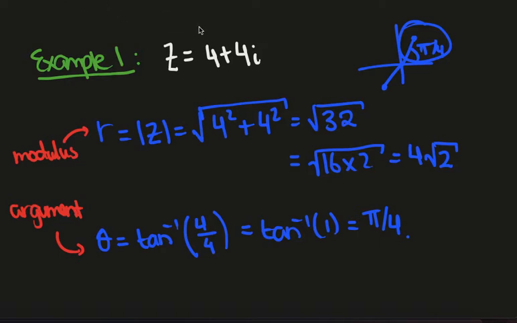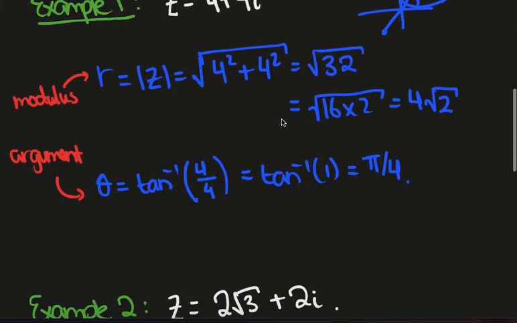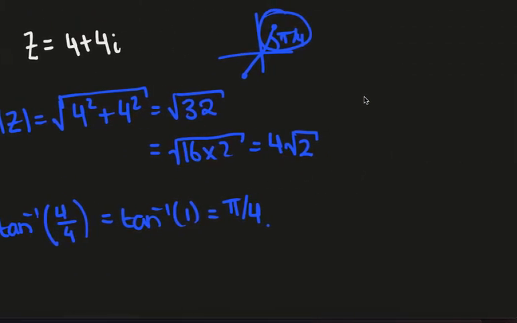Okay, so if we want to express z equals 4 plus 4i in polar form, all we need to do is write z is 4 square root of 2 e to the i pi on 4.